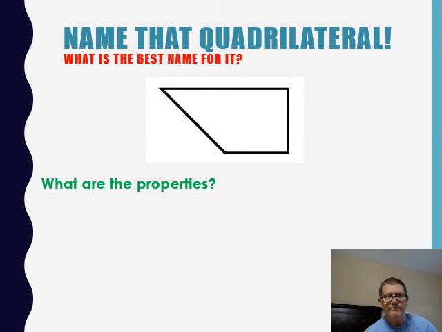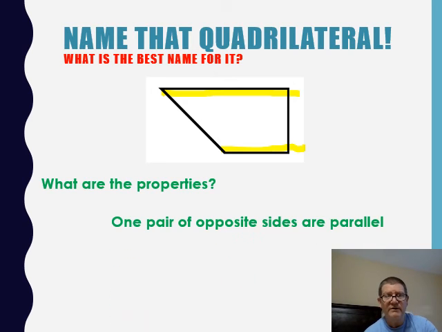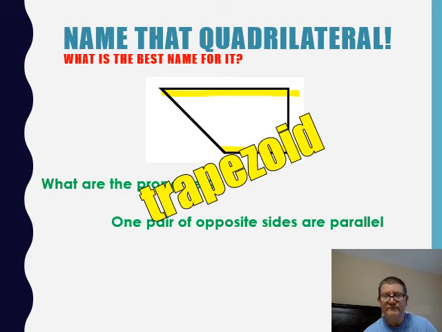All right, let's try the next one. What are the properties? First off, how many parallel sides do you have? Oh, only got one set of parallel sides. Okay, so we can see that this side right here is parallel to this side. Now, since it only has one set of parallel sides, it's automatically only one type of quadrilateral. That has to be a trapezoid.